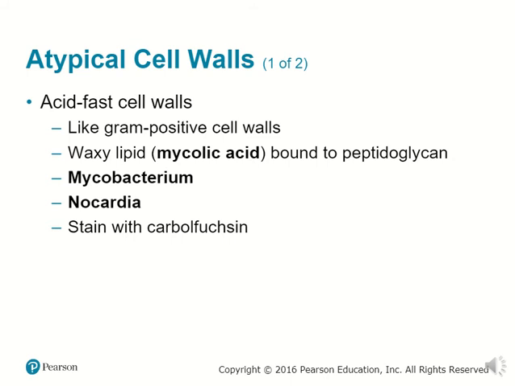Atypical cell walls. These could be acid-fast cell walls, like gram-positive cell walls, or those that are made of waxy lipid mycolic acid bound to the peptidoglycan layer. There are also Mycobacterium, Nocardia, and those that can be stained with carbolfuchsin.